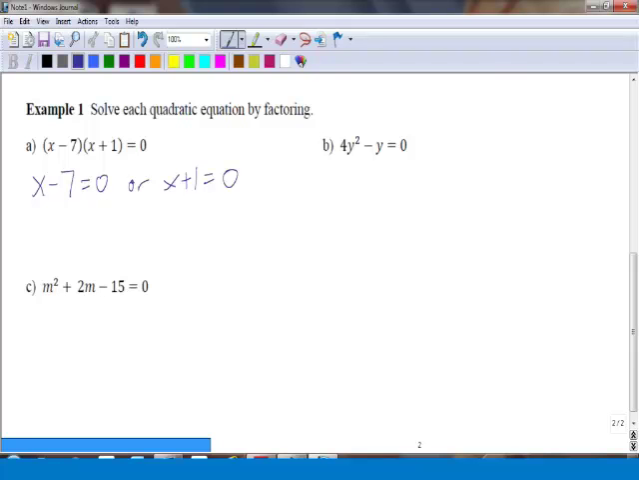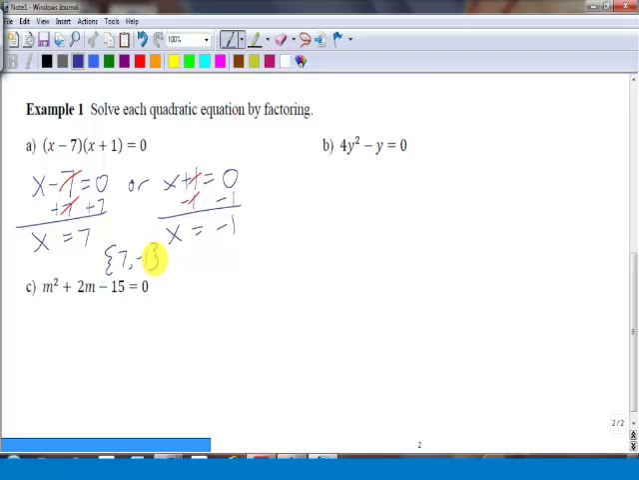Officially, we solve each of these linear equations. We add 7 to both sides there, canceling the negative 7 and the positive 7, and we get x equals 7. We subtract 1 from both sides there, canceling the 1 and the minus 1, and we get x equals negative 1. So two solutions to the original equation, 7, negative 1.